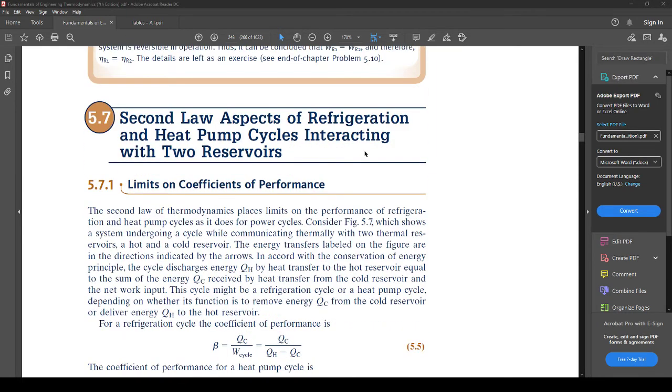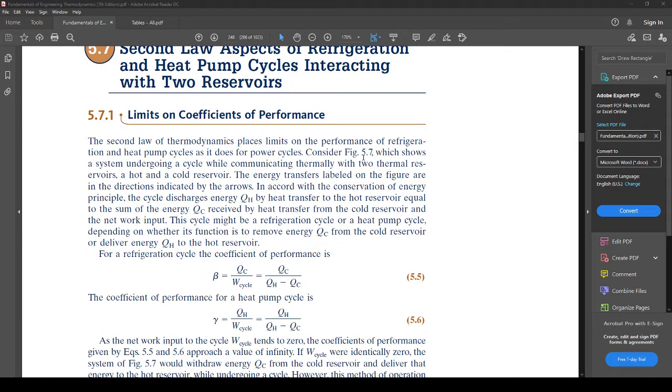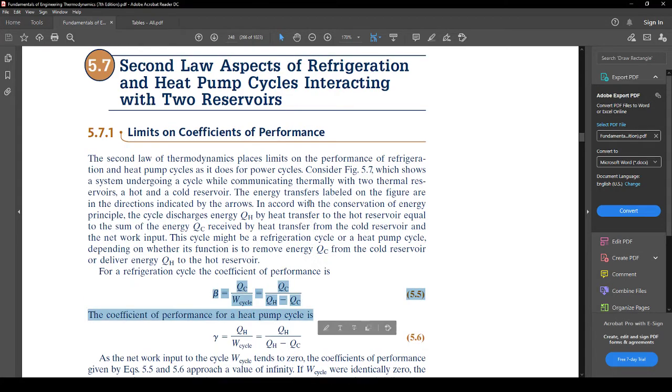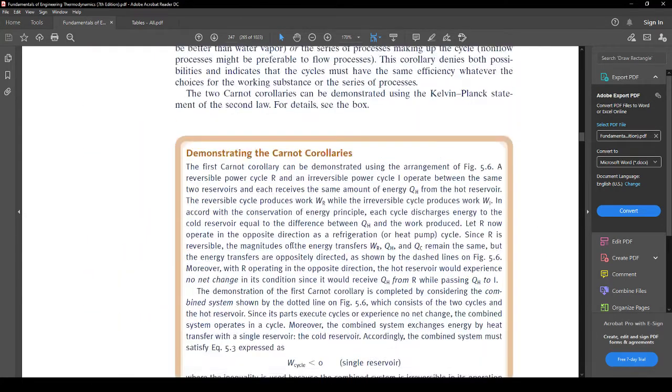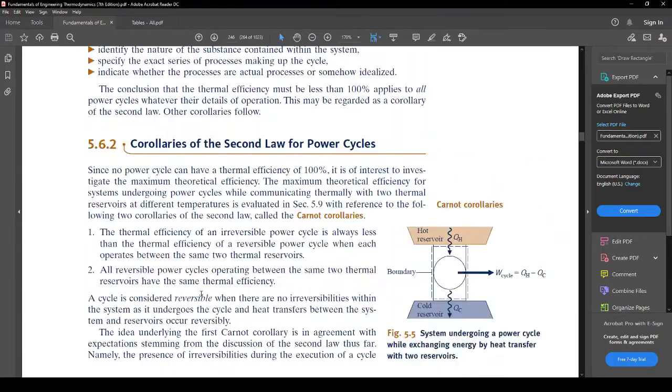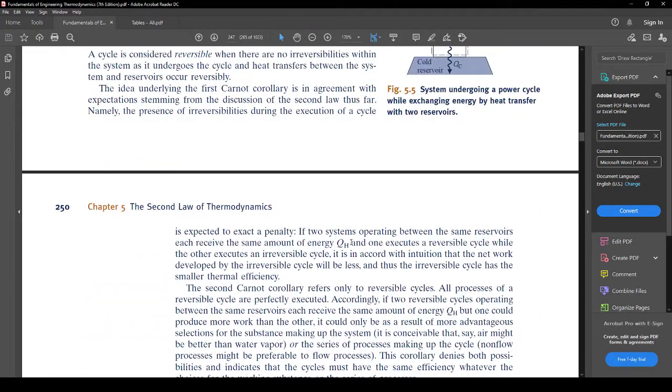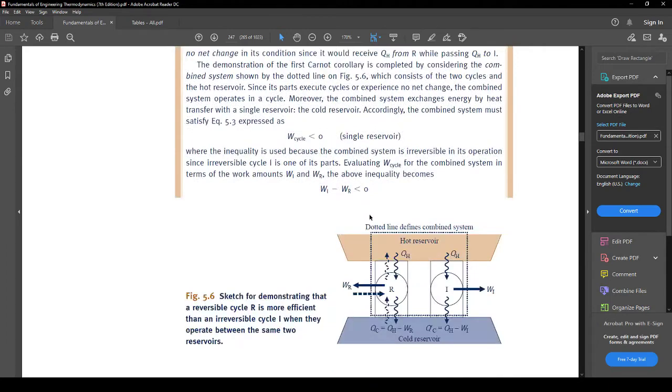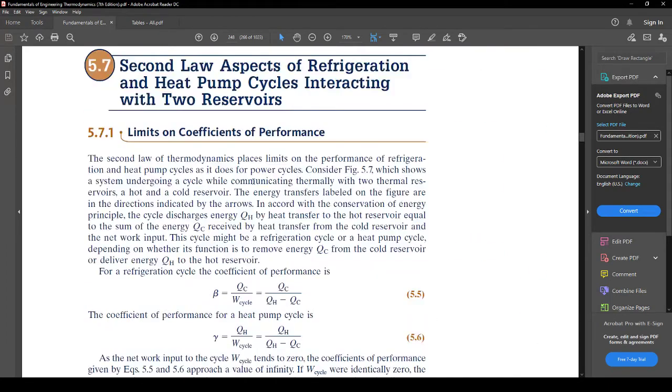So here we go. Second law, aspects of refrigeration and heat pump cycles interacting with two reservoirs. So, limits on coefficient of performance. We're going to talk about this first. The one we just talked about was power cycles, right? Power cycles was what I just showed you, and they'll show the equations in just a minute. Now we talk about refrigeration cycles.